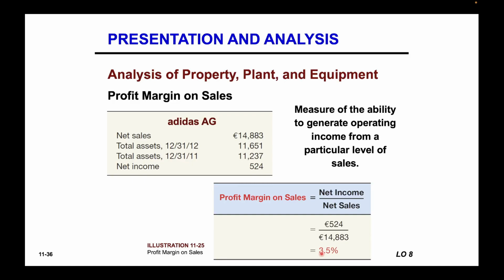The profit margin on sales is helpful for assessing a company's efficiency in controlling costs relative to sales. A higher profit margin indicates that more income is retained per unit of sales, which is beneficial for long-term profitability and growth. Analysts use this metric to compare companies within the same industry to make financial decisions.